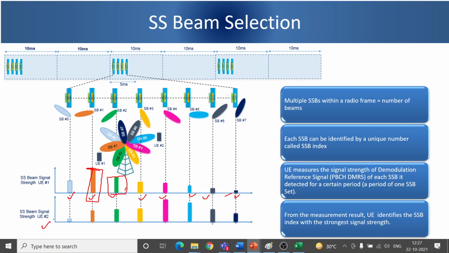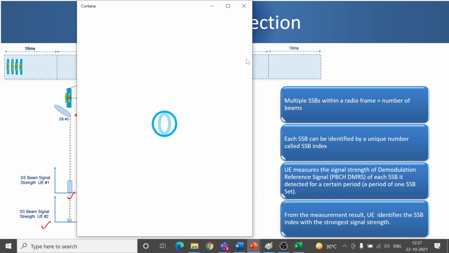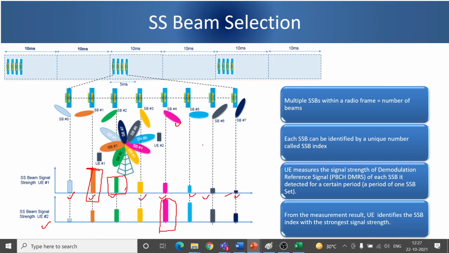Similarly, user equipment 2 may be getting SSB4 as a good signal, and it will latch onto this particular synchronization block. So for every UE, it will receive multiple beams. Some of the beams will be of good receive level, some will be poor. So if it is more than a threshold value, then it decides among them and selects among them.